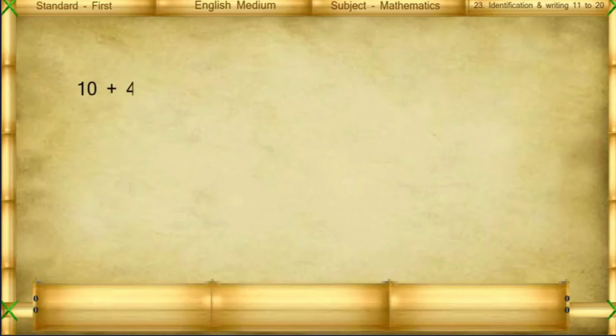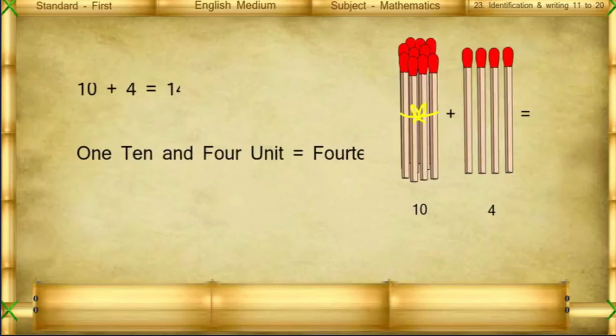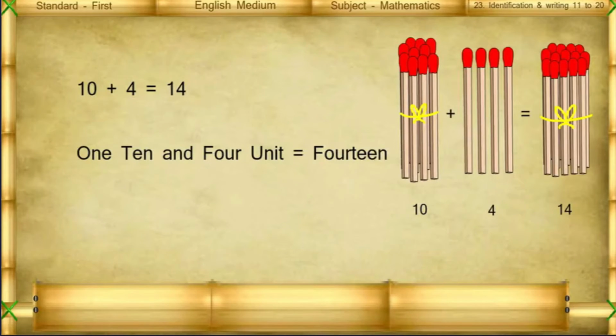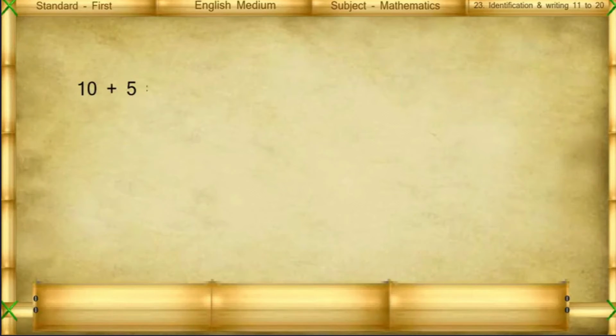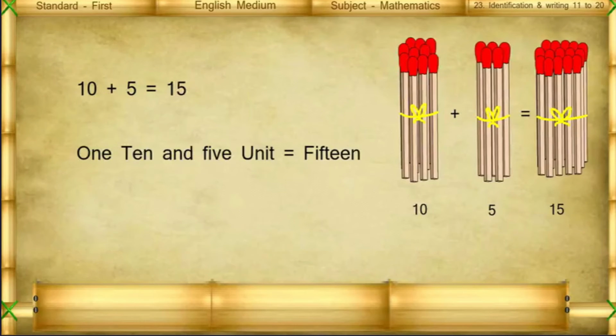10 plus 4 equals 14. 1 ten and 4 units equals 14. Also, 13 plus 1 equals 14. 10 plus 5 equals 15. 1 ten and 5 units equals 15. Also, 14 plus 1 equals 15.